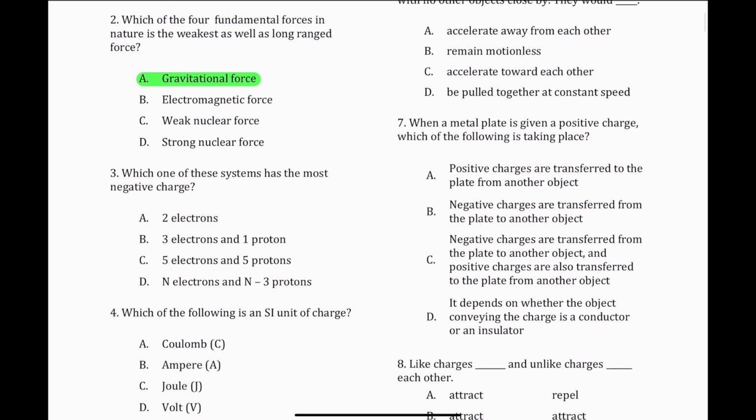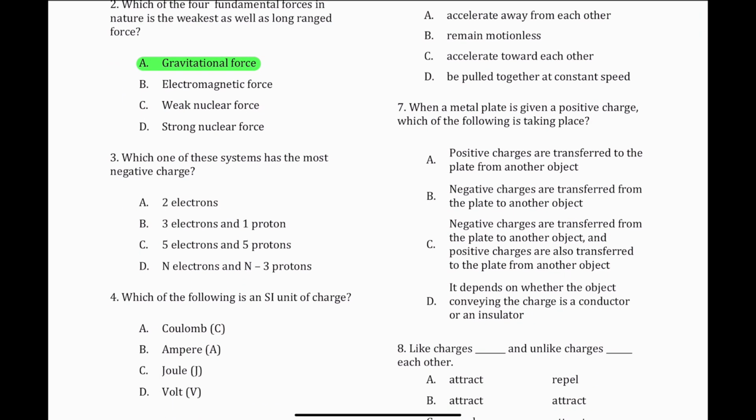3. Which one of these systems has the most negative charge? 2 electrons, 3 electrons and 1 proton, so the resultant charge is 2 electrons. Here is 2 electrons, 5 electrons and 5 protons, so 0. The n electrons and n minus 3 protons. This one seems to be the right answer because if this n is more than 5, let's say 6, so here we have 6 minus 3, which is 3 electrons, so this is the right answer.